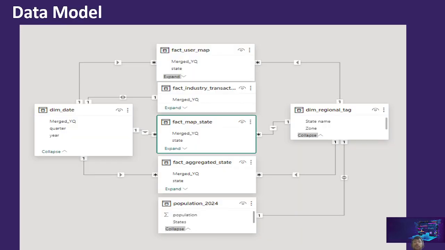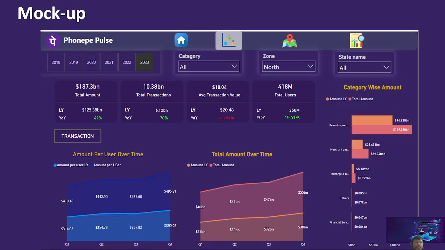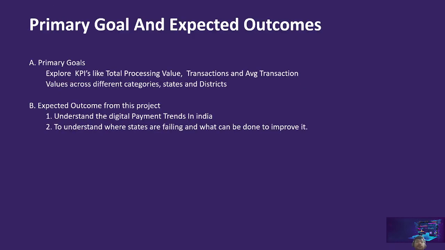So the data model of this project is this. We have two dimension tables and four fact tables. Let's look at the mockup of our project. So this is my mockup. We have a home page, then we have a category page, we have a state page, and we have an executive dashboard. In each dashboard, we will explain different research questions.